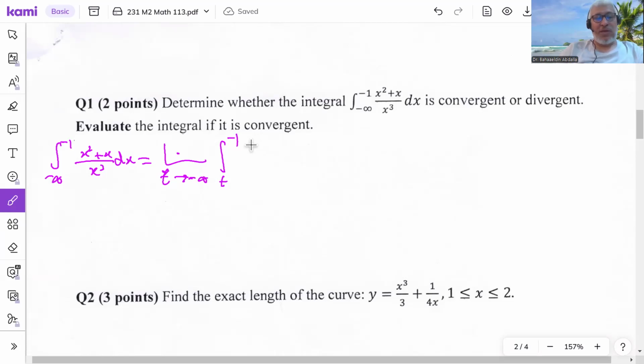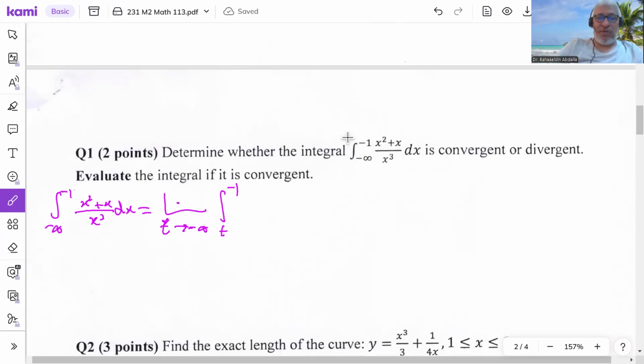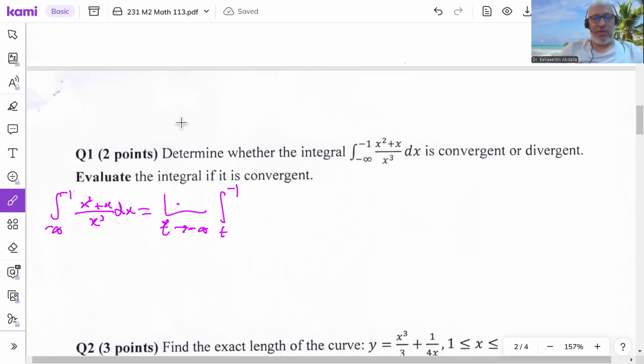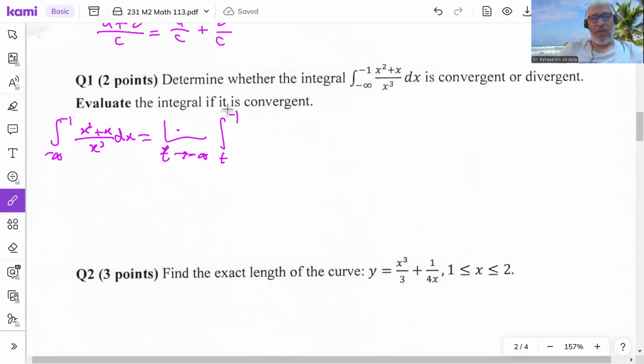So now this is a proper integral. We evaluate and then find the limit. Well, to evaluate the integral of (x squared plus x) over x cubed, I have a quotient here, so I cannot distribute the integral, so I have to rearrange it. I need to use the fact that if I have (a plus b) over c, then I can write it as a over c plus b over c.